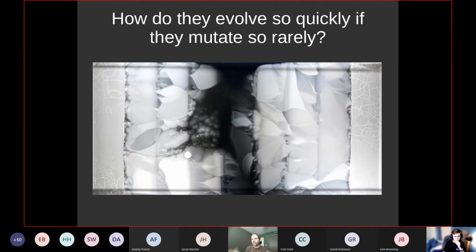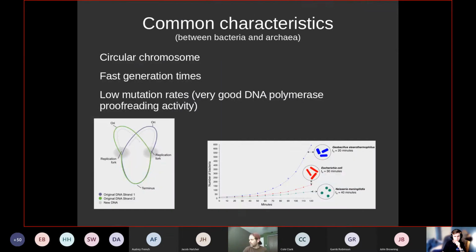And so they can divide, some bacteria every 20 minutes. And so you can see this exponential growth curve where you start with like 10 cells and you wind up in a couple hours with 650. Okay. Here's E. coli, that's got a 30-minute generation time. That's really fast.